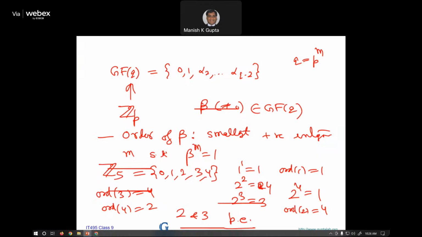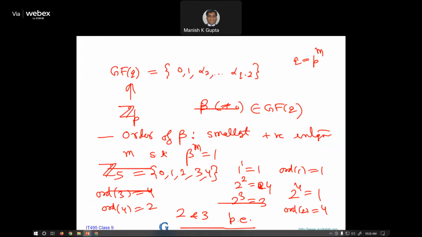So the order of beta. If beta is any non-zero element from this finite field, the order of beta is defined as the smallest positive integer m such that beta raised to power m, meaning beta multiplied m times, gives you 1. The smallest positive integer m.